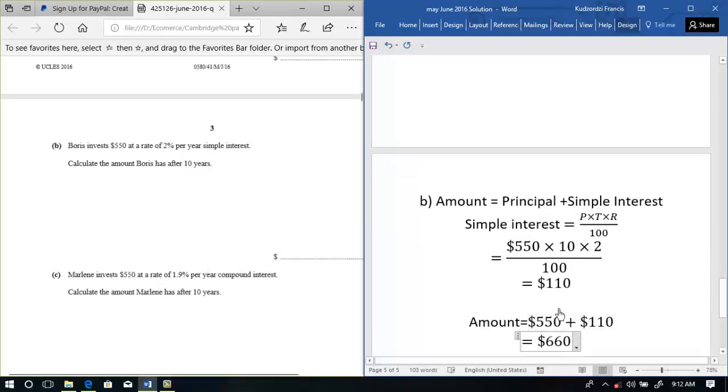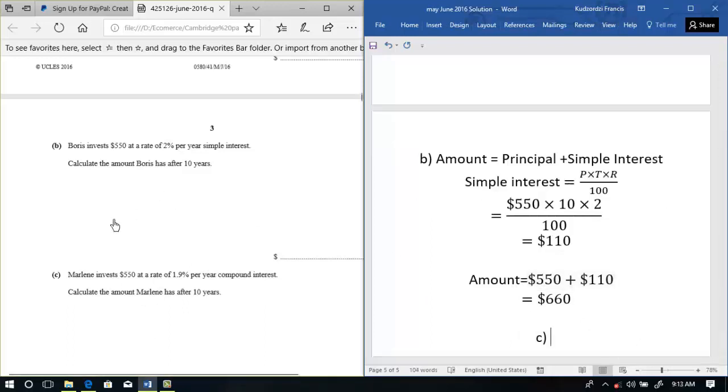Now the C aspect. Marlin invests $550 at a rate of 1.9% per year compound interest. Calculate the amount Marlin has after 10 years.